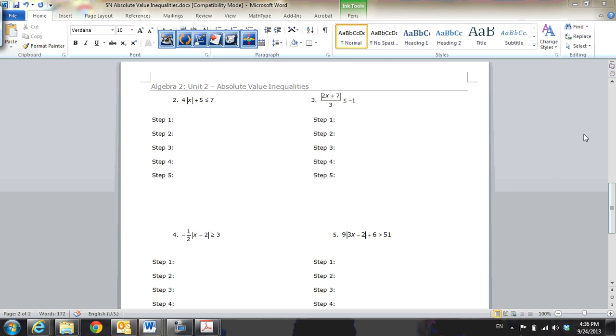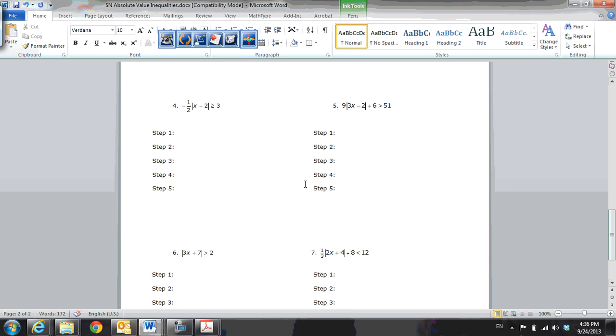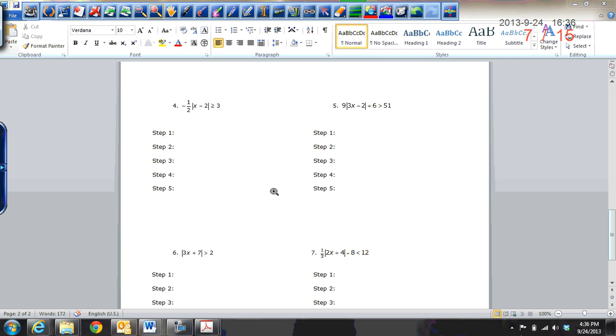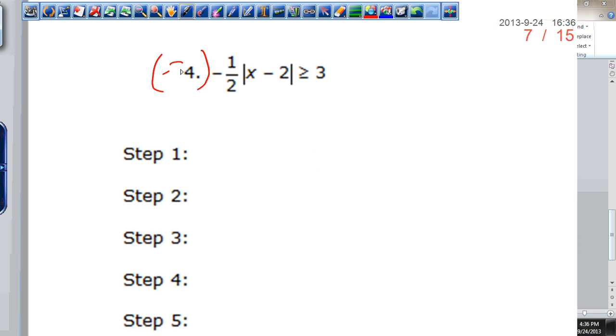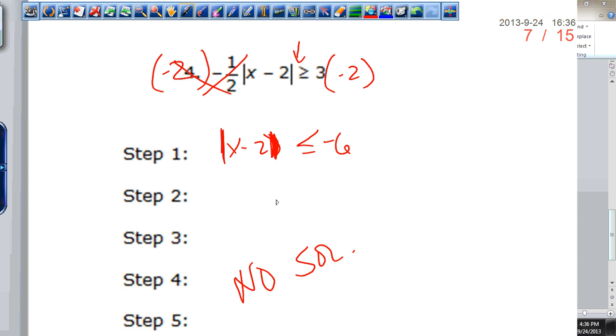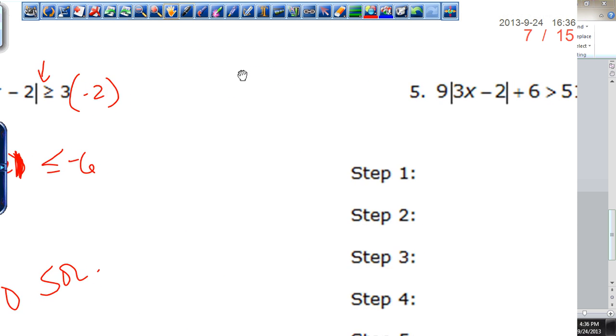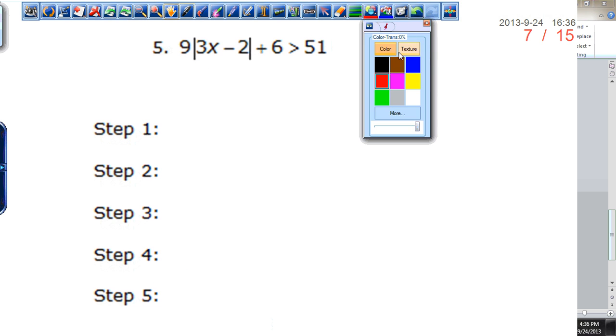Okay, let's do one more. Number 4 is no solution as well, because when you multiply by negative 2 to get rid of the negative 1/2, that cancels out, and you get the absolute value of x minus 2, and then you flip the sign, less than or equal to negative 6. Once again, it's less than a negative, so it can't happen, so no solution. That wasn't the one I wanted to do. I wanted number 5 because it's kind of long.